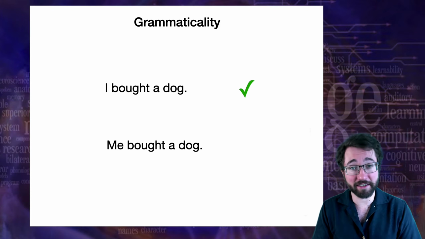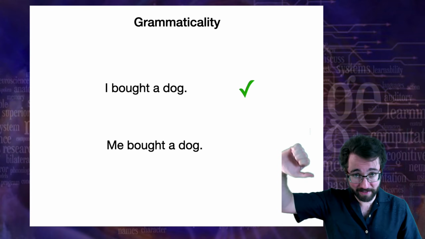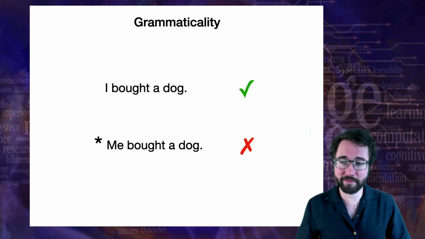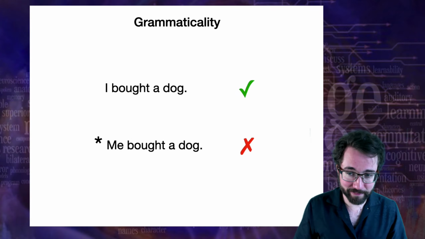How about this? Me bought a dog. Is this grammatical English? It's going to get a thumbs down. So that's ungrammatical. And it gets the star.